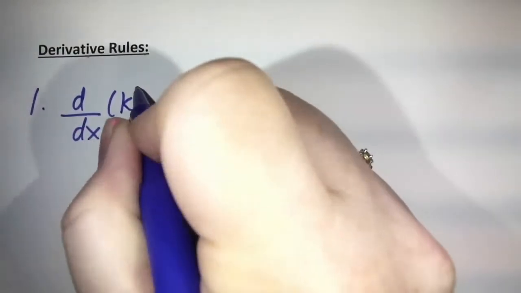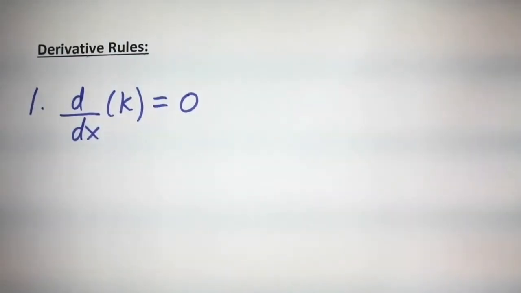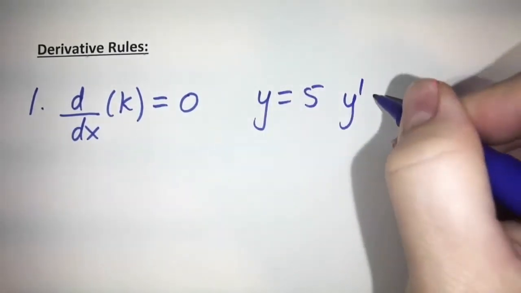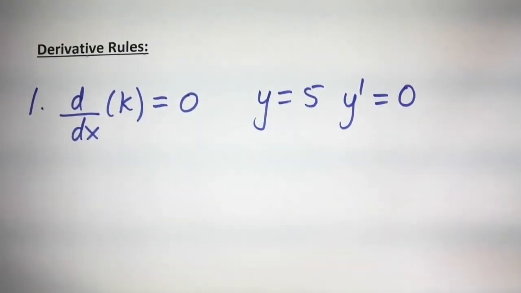Okay, let's get started. So the first derivative rule we're going to talk about is the derivative of a constant. If we have d by dx of some constant k, the derivative would just be 0. For example, if we have y equals 5, then y prime would just be 0.